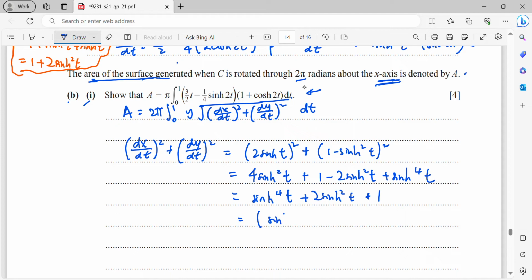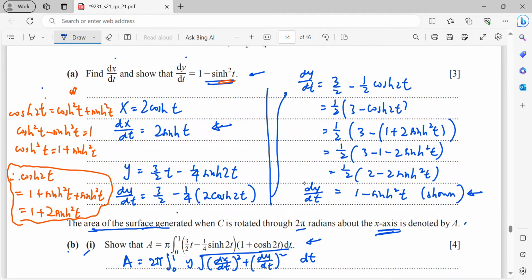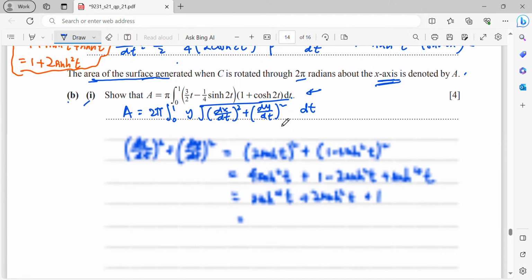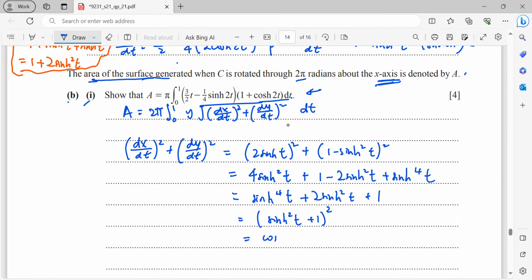So it's basically square root of sine squared t plus 1. Then this can be further simplified because we know that 1 plus sine squared t from the previous step will be cos squared t. So I will change this to cos squared t. Alright, so now my A is 2 pi integrate 0 to 1.